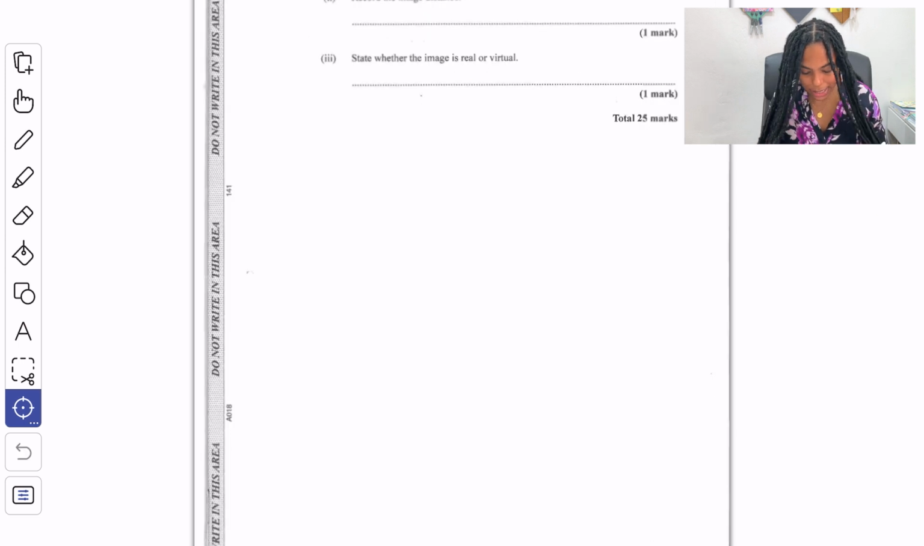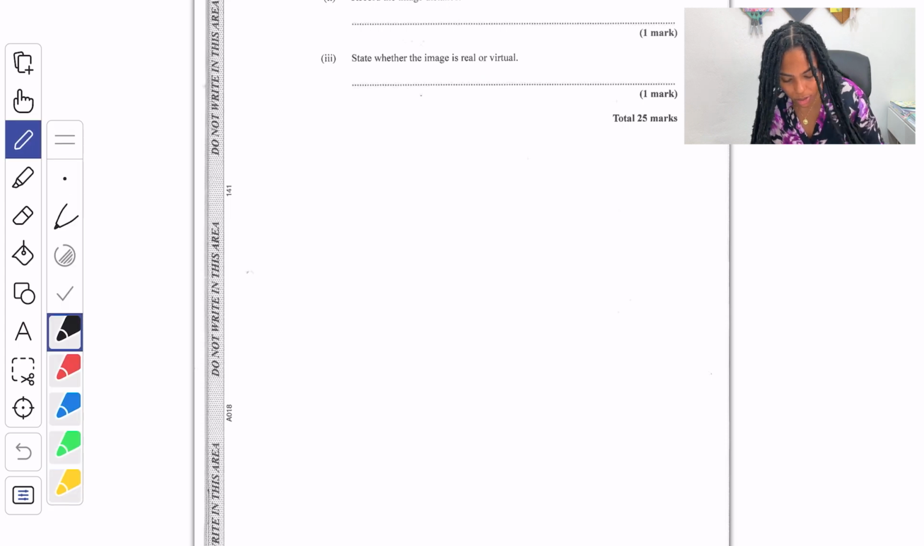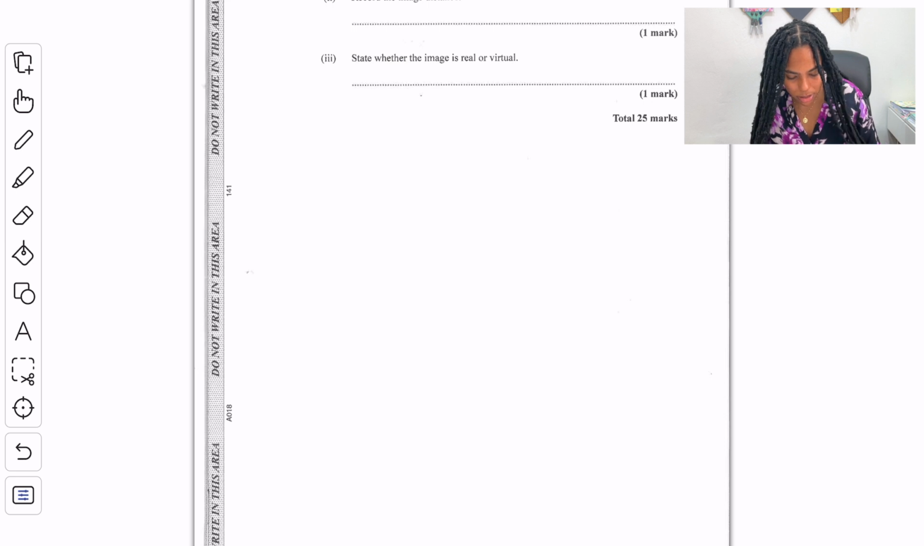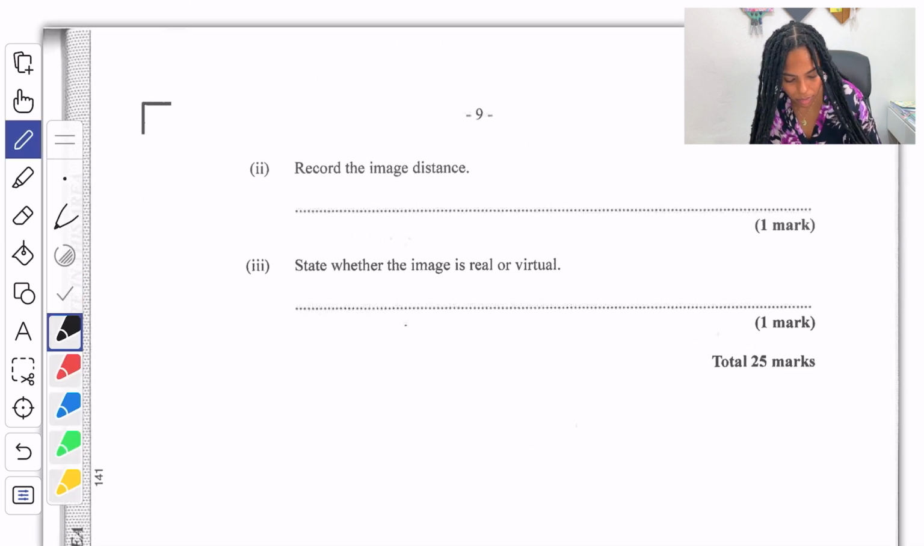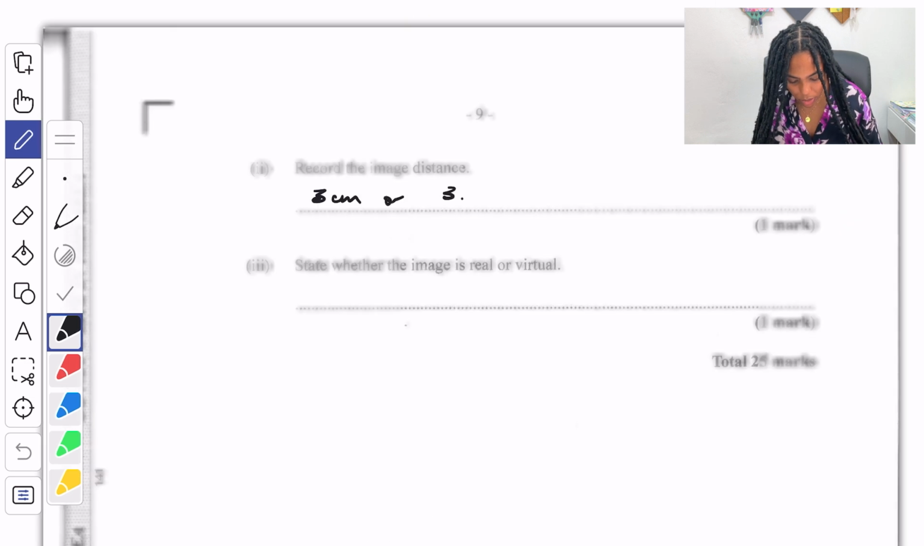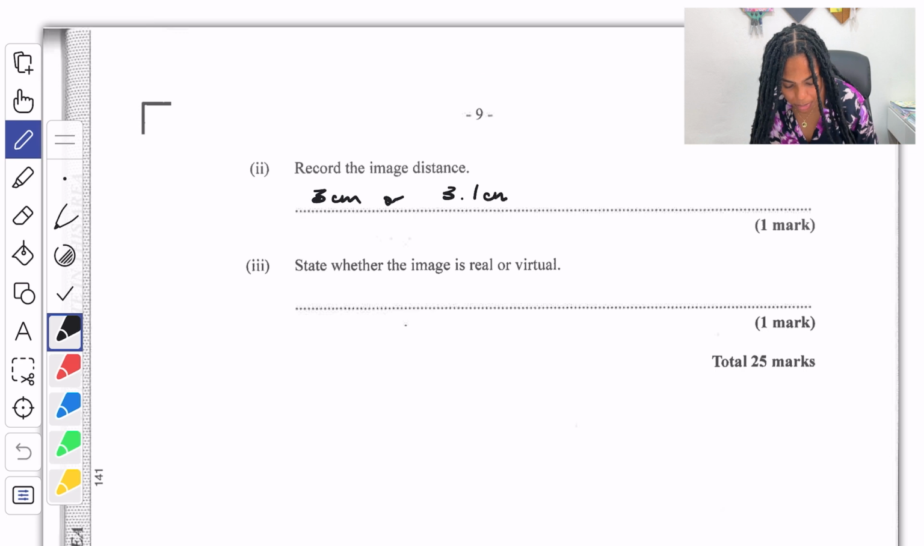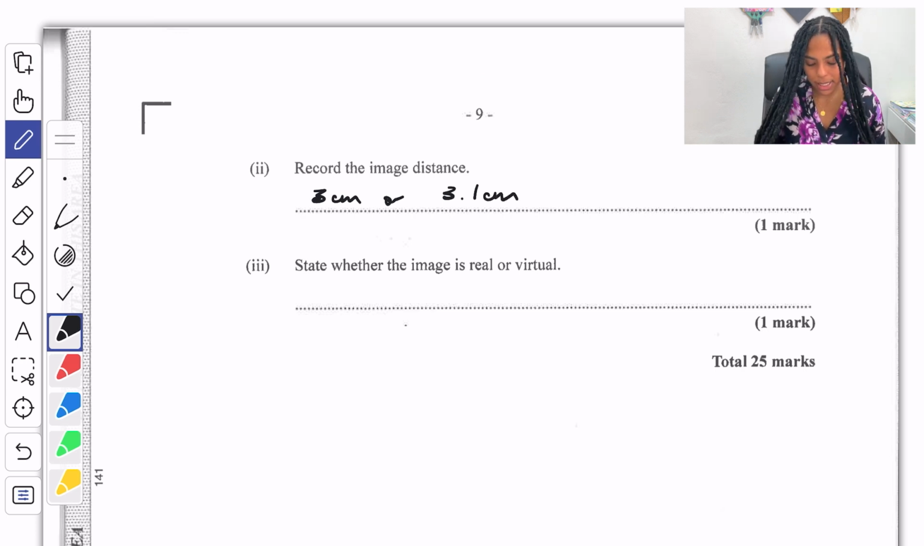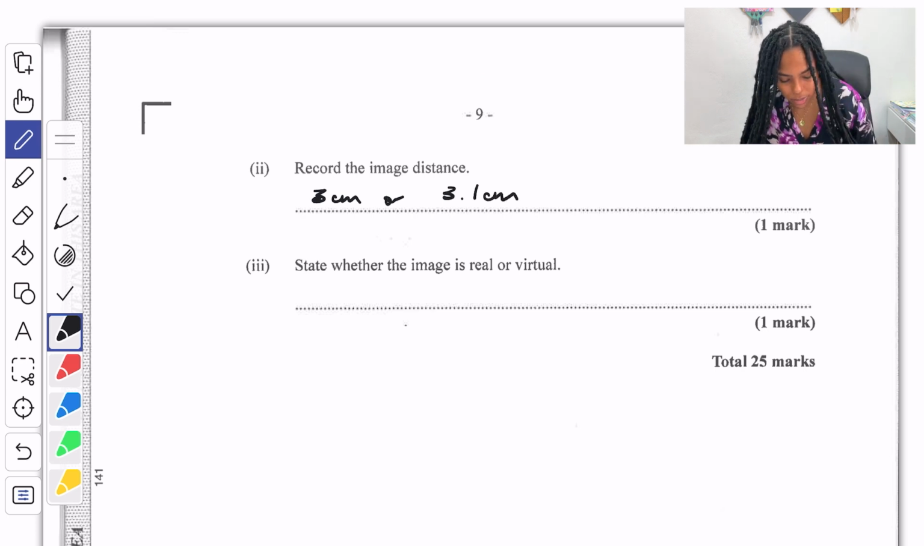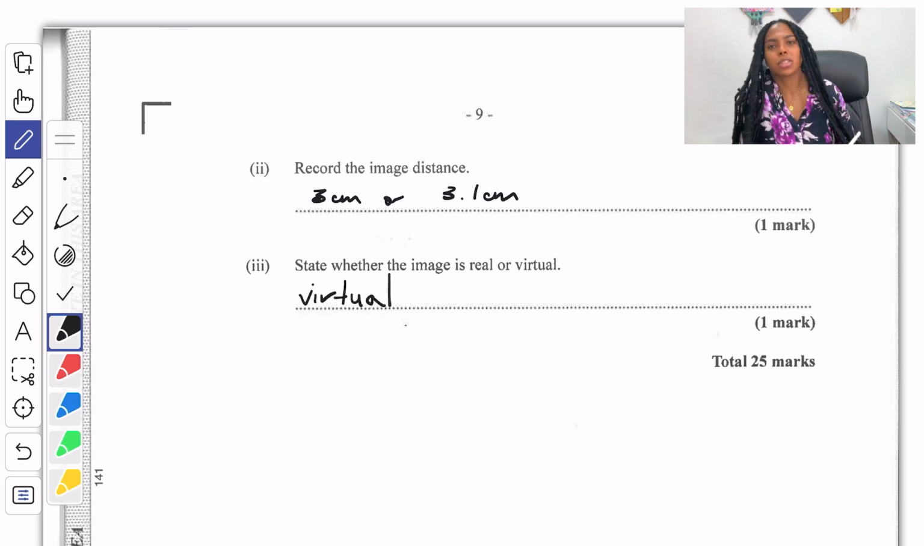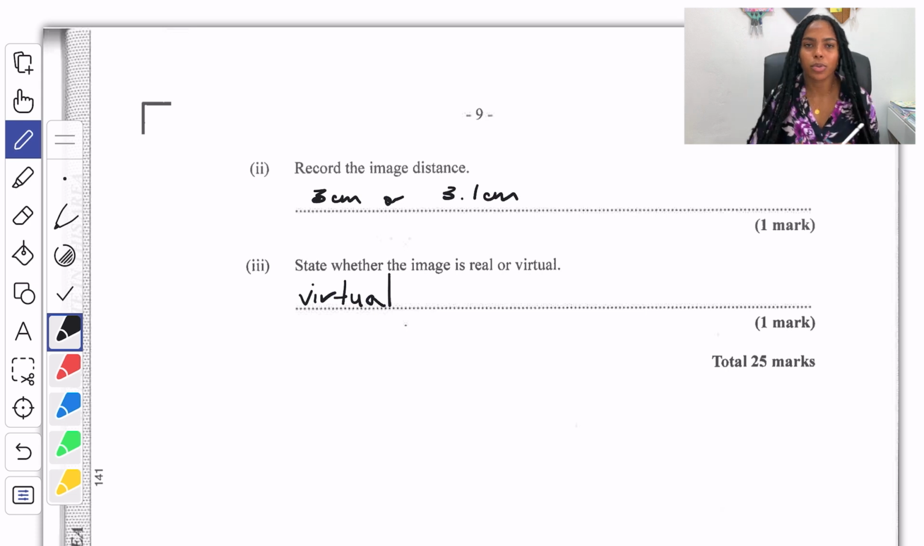So I'm thinking that this should be somewhere around 3 centimeters. Let me zoom in so that it could look better. 3 centimeters or 3.1 centimeters, thereabout. State whether the image is real or virtual. Even if we had no idea what to do for the drawing, we could say that it's virtual because it's a concave lens, so we know it's going to give us a virtual image.